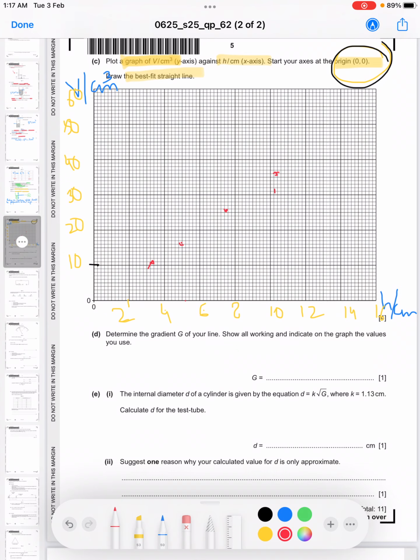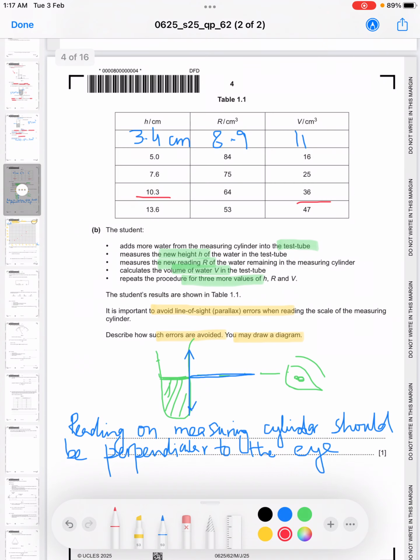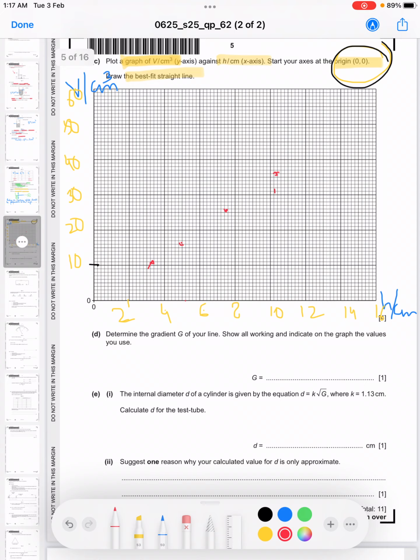And then we have 13.6 and 47. 13.6 and 47. It must be here. 45, 46. This one. Right? I think I should remove the other dots, so we can focus on our table.